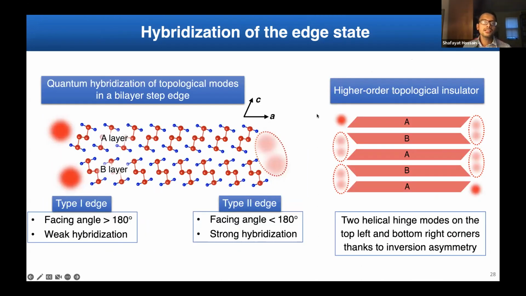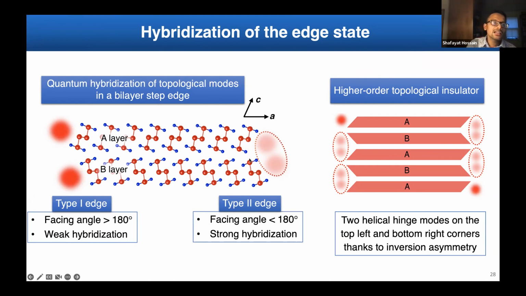So our next evidence is based on the hybridization of the edge state. So specific to bismuth bromide, it has this unique AB interlayer stacking where the inversion center is not in the bilayer, so it's in the monolayer. So it leads to two types of edges. So one is the type 1 edge on the left side, where the facing angle is greater than 180 degrees. And there is another type of edge, type 2 edge here. The facing angle here is less than 180 degrees.